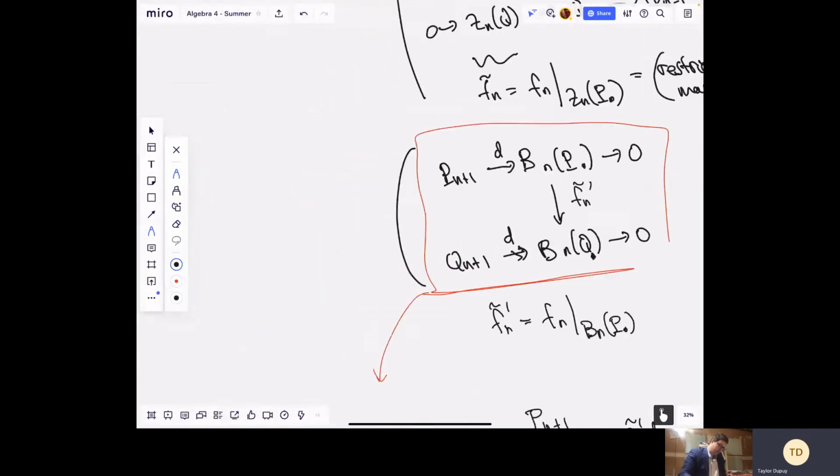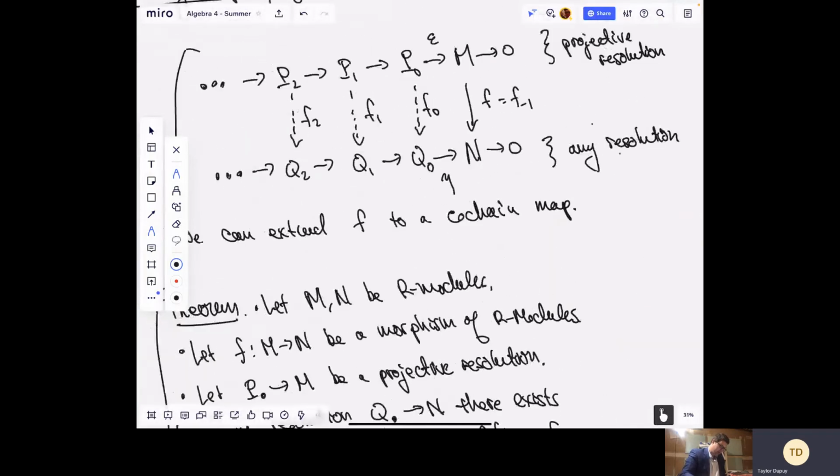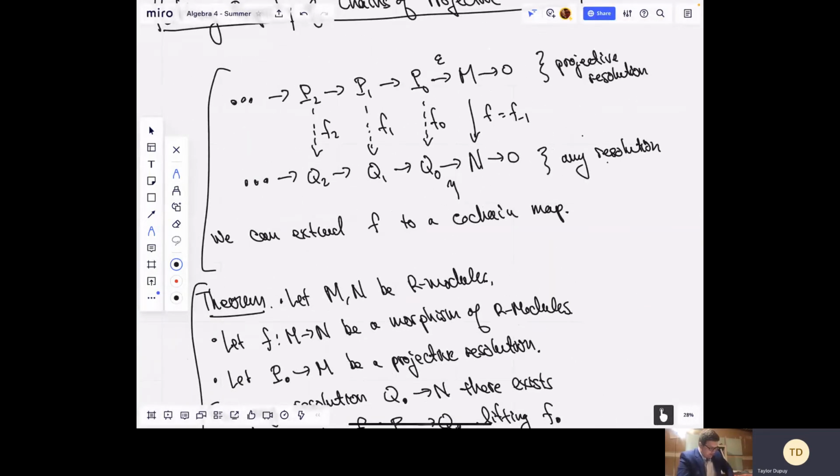So what's the proposition that we proved again? Let's go back up, way back up here. It says that if you have a projective resolution and you have another resolution and a map between these, then this map lifts to a map between the resolutions.